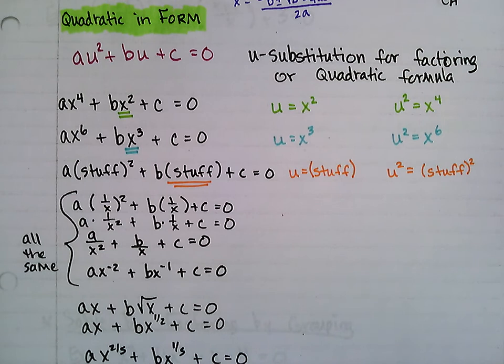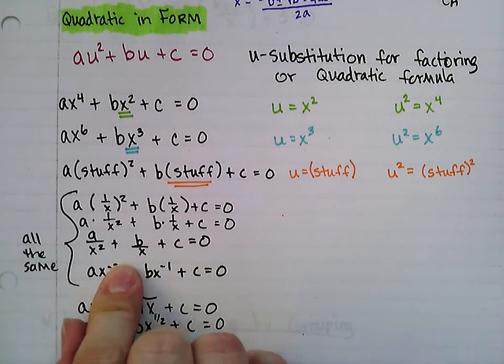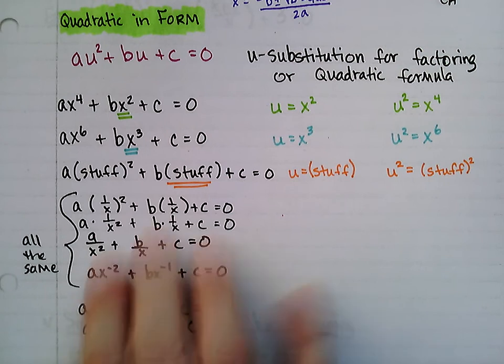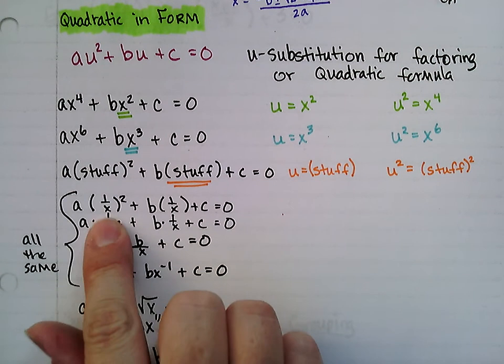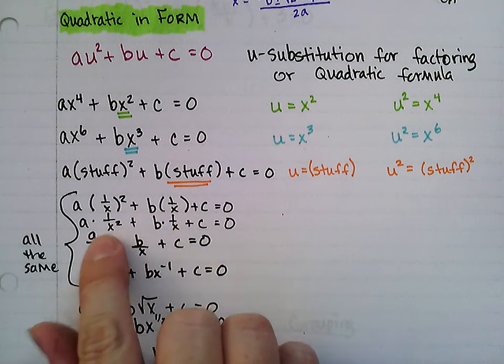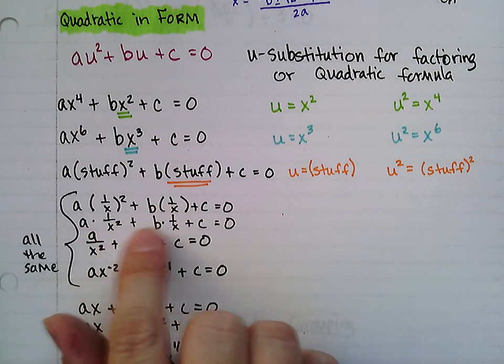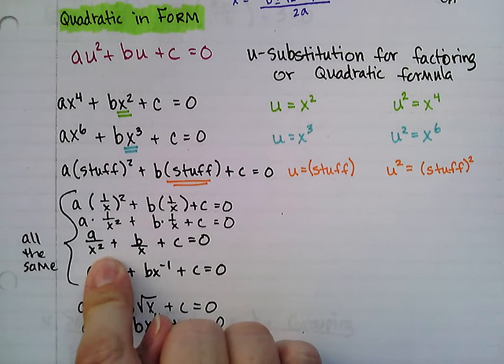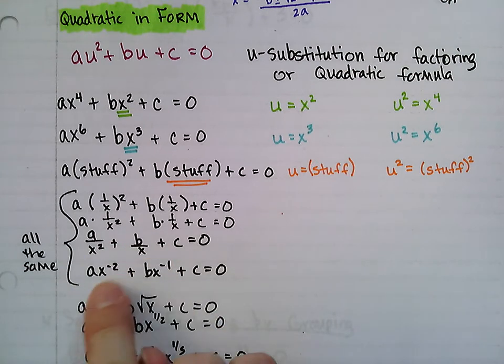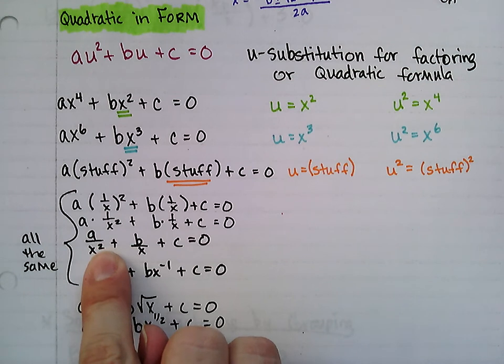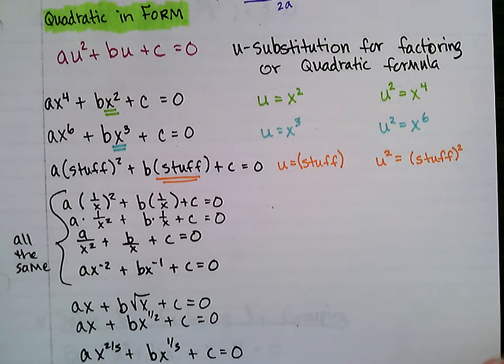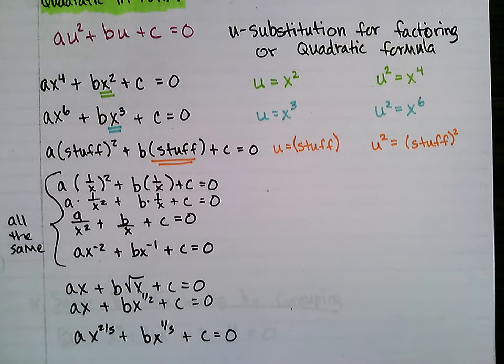What's our next one look like? These are different ways to represent the same thing. A times 1 over x squared plus b times 1 over x is the same as a over x squared plus b over x, which is the same thing as a x to the negative 2 plus bx to the negative 1. Because remember, those negative exponents meant that the base was in the denominator, but now we moved it up and it became negative. So these are all the same.